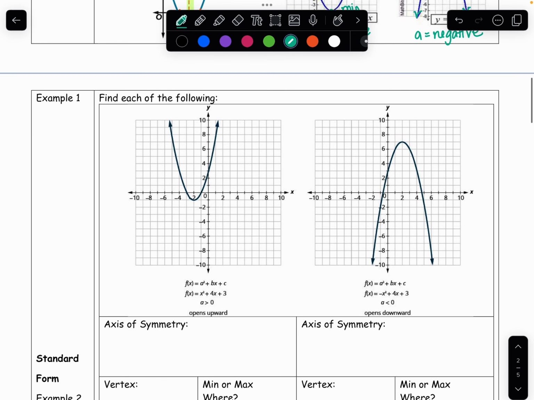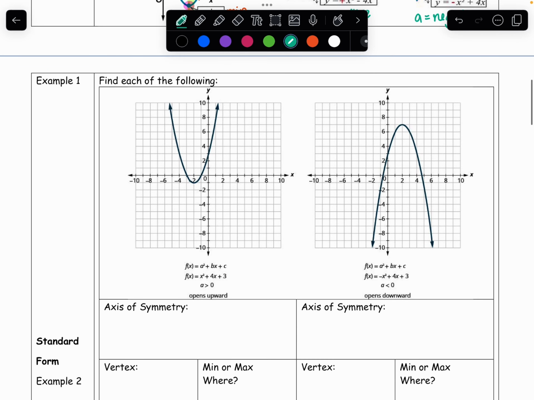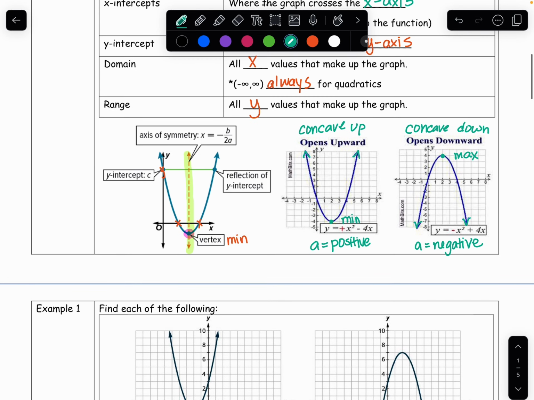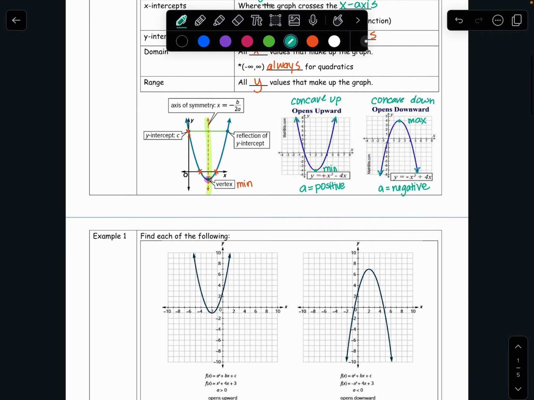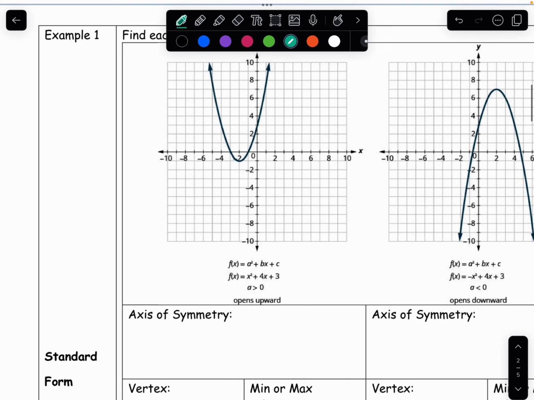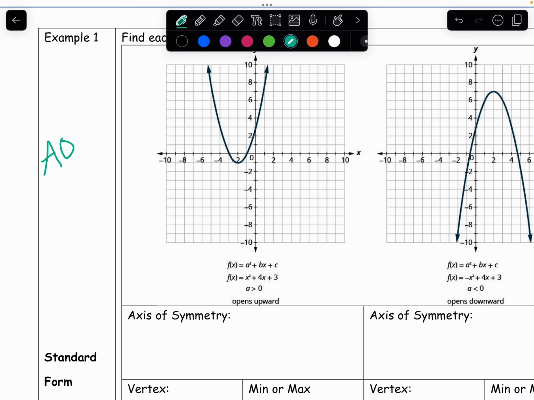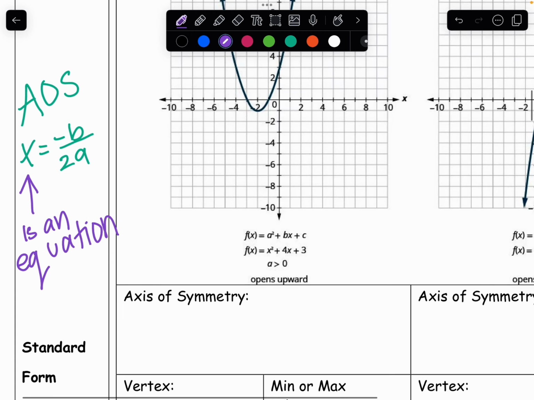Okay, so what we're going to do is, given the graphs below, we're going to find each of the following. So you saw it on the other page. It's right here. But there is a formula to find our axis of symmetry, and I'll write it right here. So our axis of symmetry is x equals negative b all over 2a. Now, remember, it is an equation. I can spell equation right. Okay, so we're working with this equation.